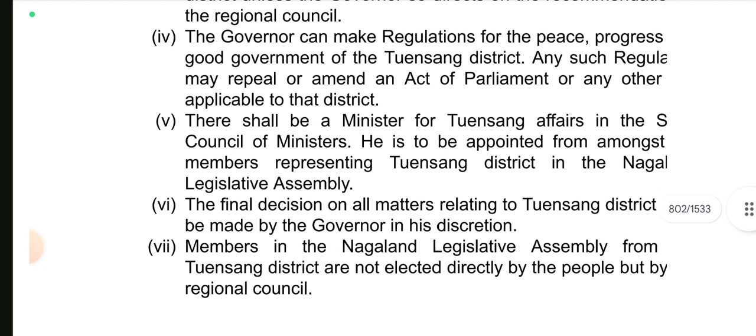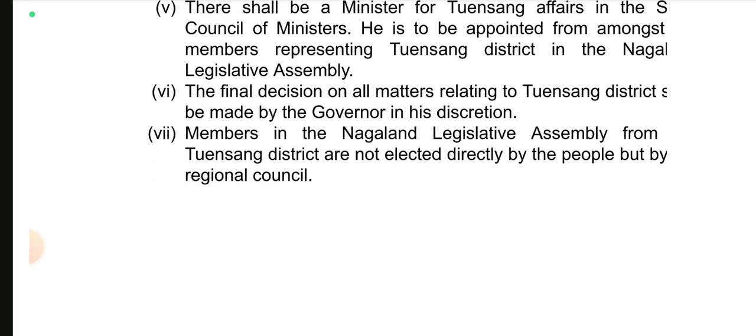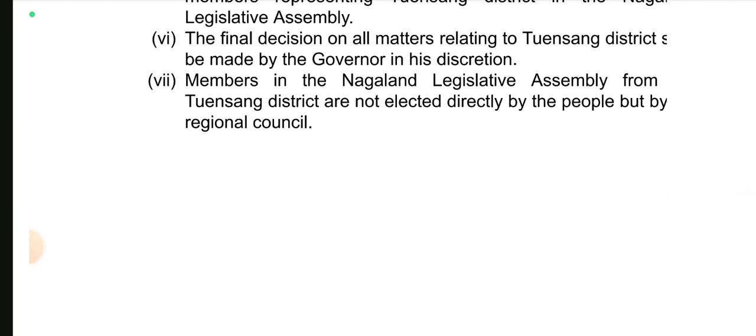The Governor can make regulations for the peace, progress and good government of the Tuensang district. Any such regulation may repeal or amend an act of Parliament or any other law applicable to the district. There shall be a minister for Tuensang affairs in the State Council of Ministers. He is to be appointed from amongst members representing Tuensang district in the Nagaland Legislative Assembly. The final decision on all matters relating to Tuensang district should be made by the Governor in his discretion. Members in the Nagaland Legislative Assembly from Tuensang district are not elected directly by the people but by the regional council.